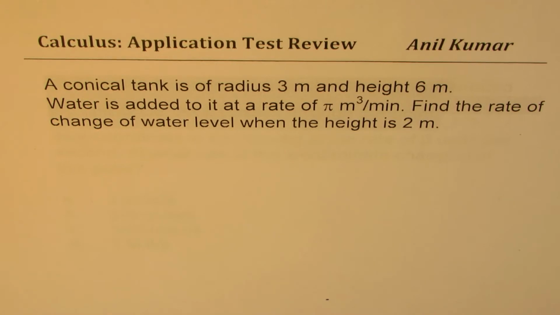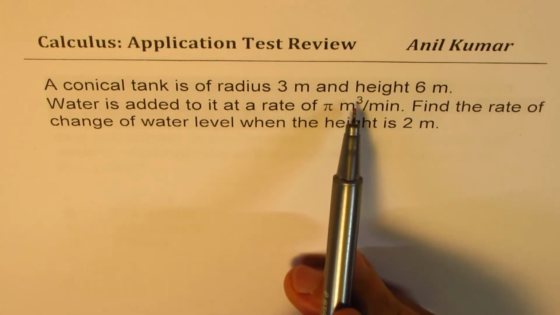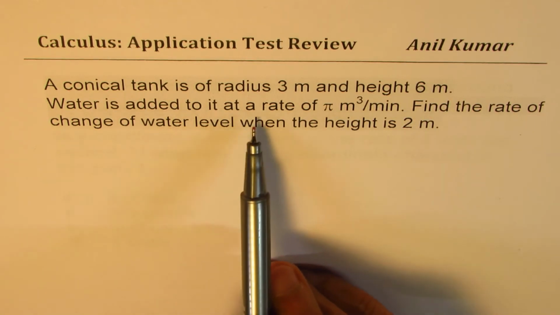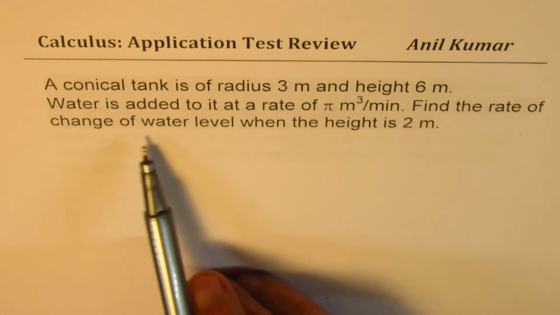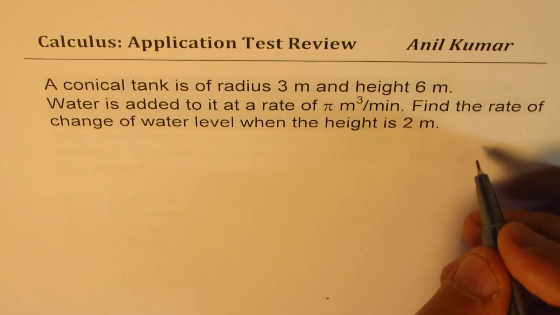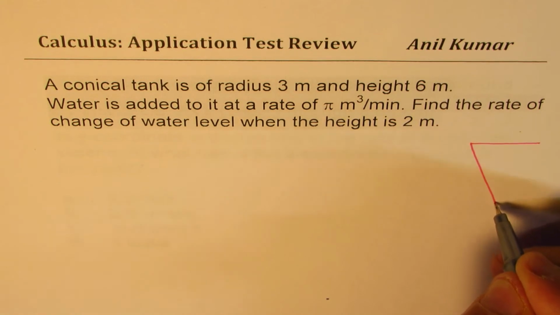The question here is, a conical tank is of radius 3 meters and height 6 meters. Water is added to it at a rate of pi meter cube per minute. Find the rate of change of water level when height is 2 meters. So the first step is to sketch. So let's say we make a cone here.